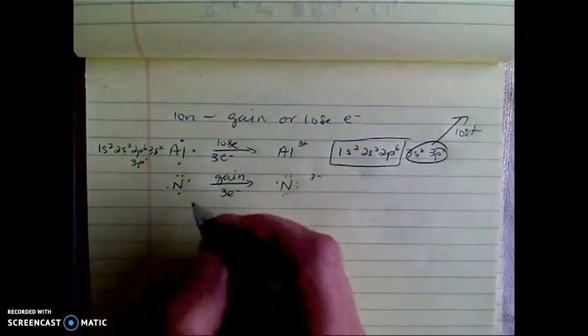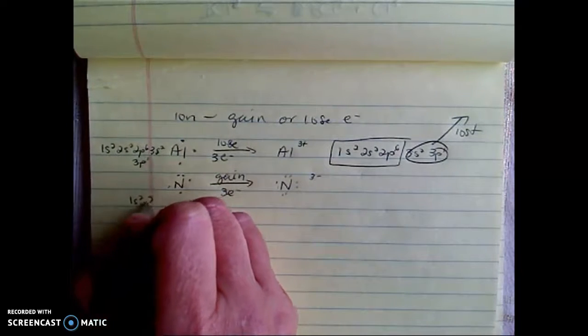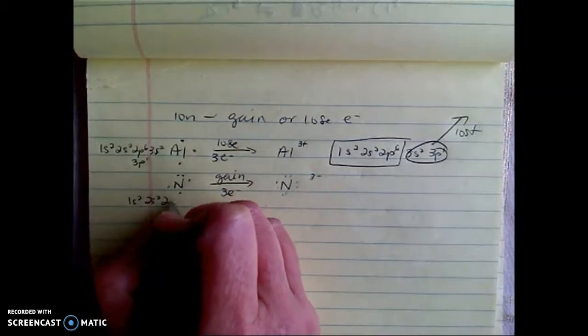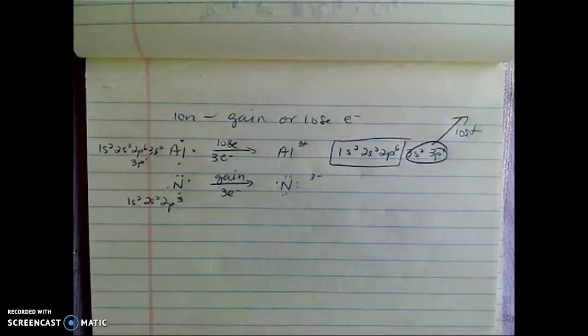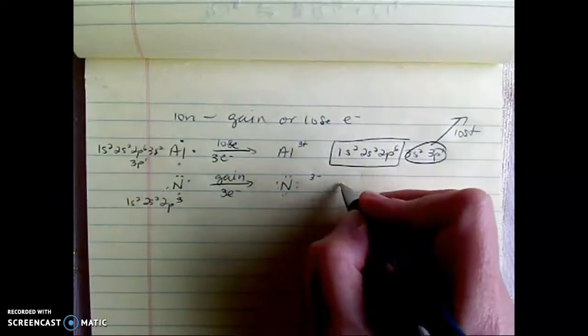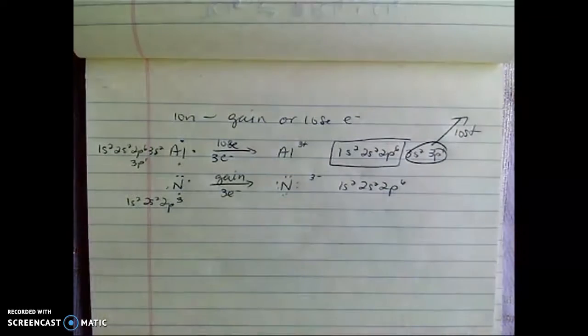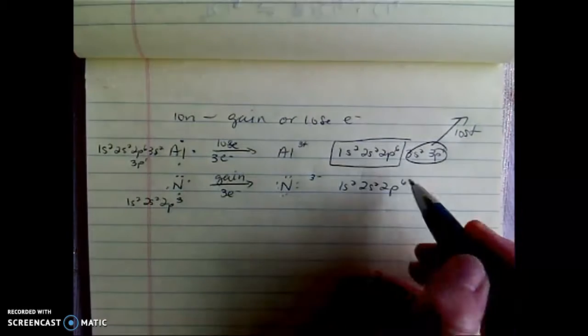Now if you do nitrogen, nitrogen originally is 1s2, 2s2, 2p3. Then it wants to gain. So you add 3 to that. So it's going to become 1s2, 2s2, 2p6. So that is the new one.